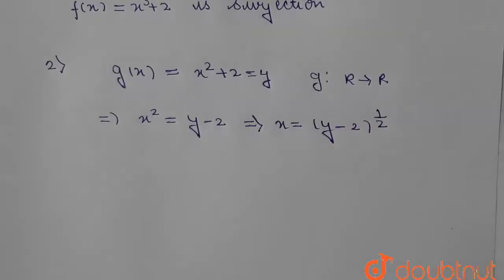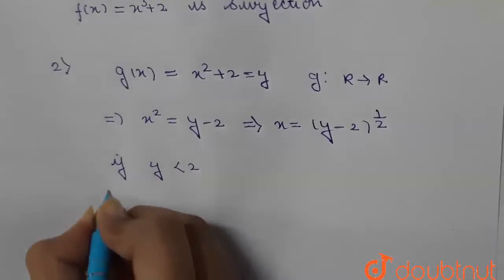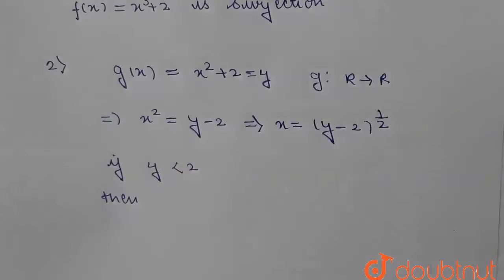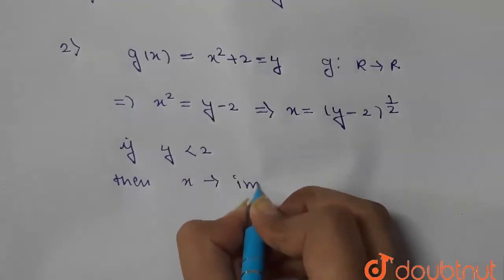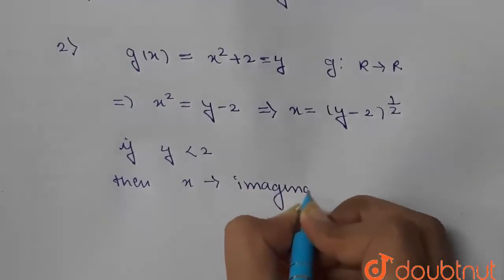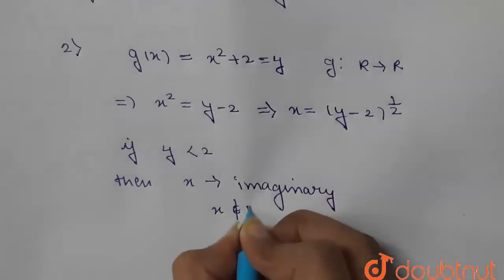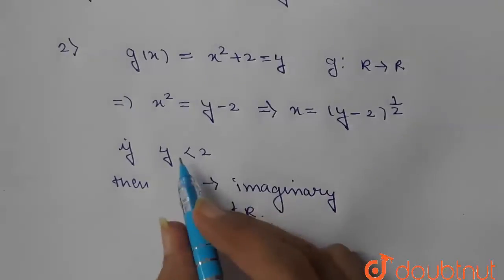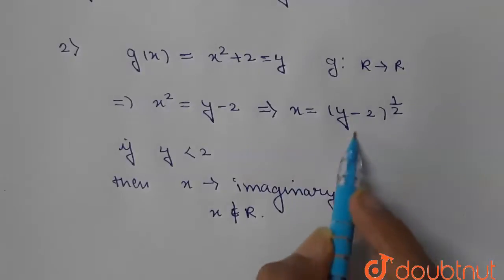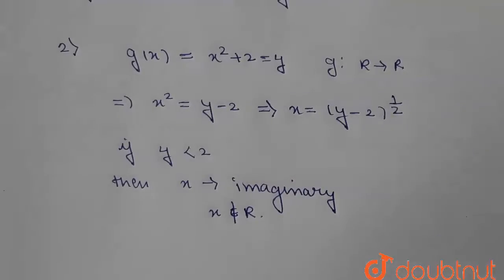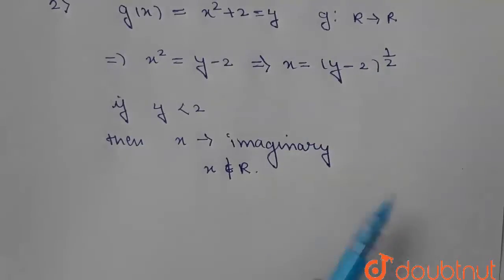Now if y is less than 2, then x will be imaginary, that means complex, so x will not belong to R. See, if I put y equal to 1, then this will be minus 1, and we know that the square root of a negative number is imaginary or complex. So g from R to R is false. The second option is not correct.